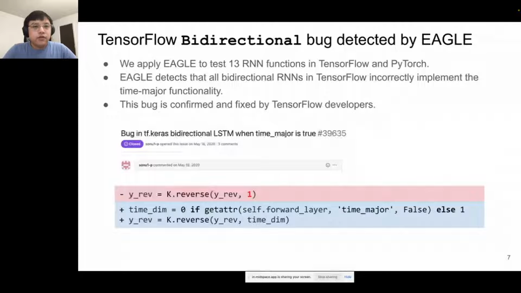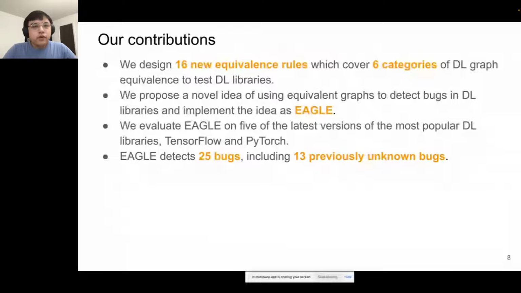Here are our contributions. We designed 6 tools, which cover 6 categories of equivalent graphs to test deep learning libraries. We propose a novel idea of using equivalent graphs to detect bugs in deep learning libraries and implement the idea as Eagle. We use Eagle on 5 of the latest versions of the 2 most popular deep learning libraries, TensorFlow and PyTorch, and find 25 bugs, including 13 previously unknown bugs. Thank you.